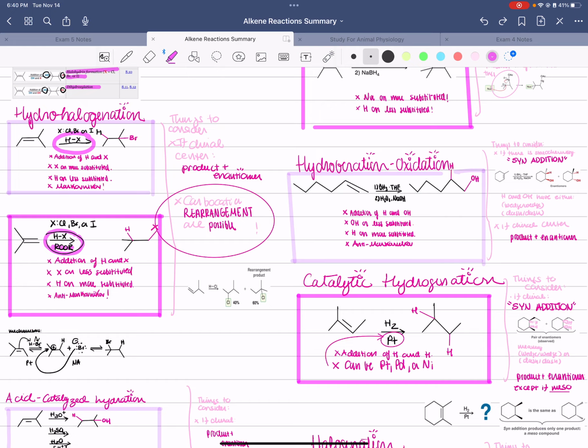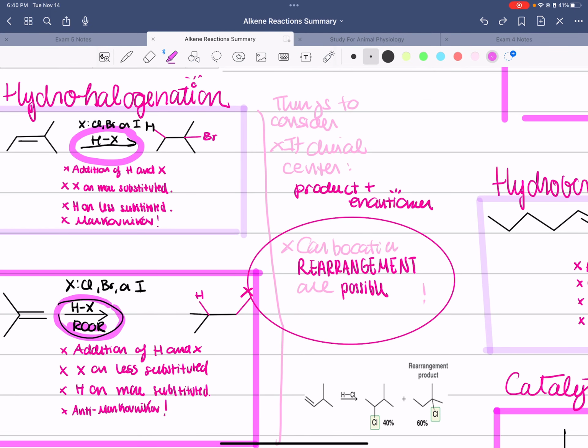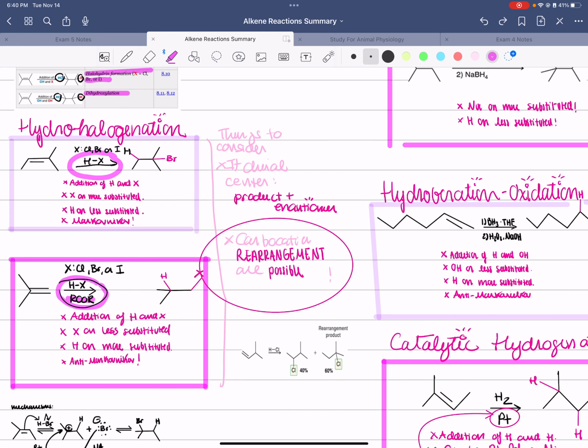For the two of them, something we have to consider is that sometimes when we're adding that hydrogen and that bromine, we're gonna create a chiral center. When we create that chiral center, most of the time we're gonna have a product but also the enantiomer, so our answer is gonna be the product plus the enantiomer. And for these reactions, we have to consider something else: we're able to do carbocation rearrangements. So for hydrohalogenation, we're able to do carbocation rearrangements.